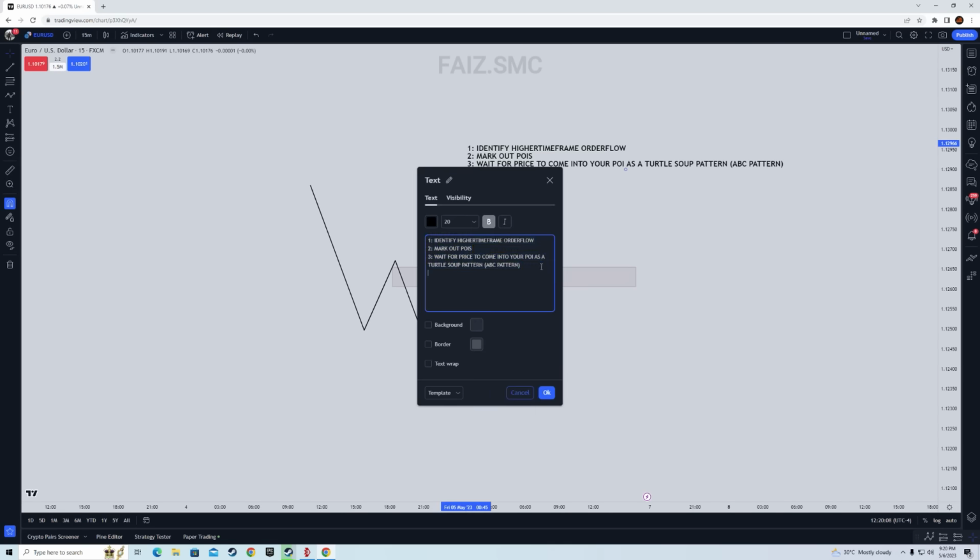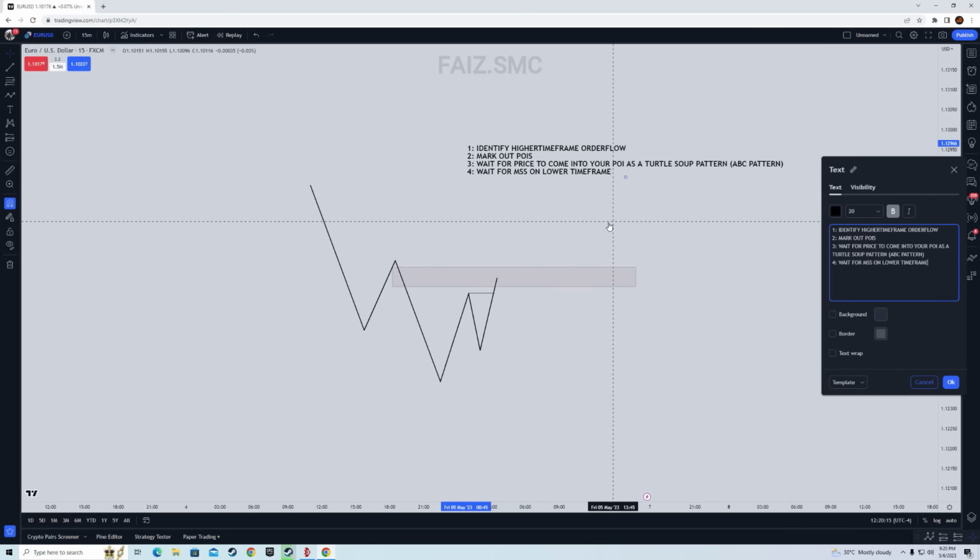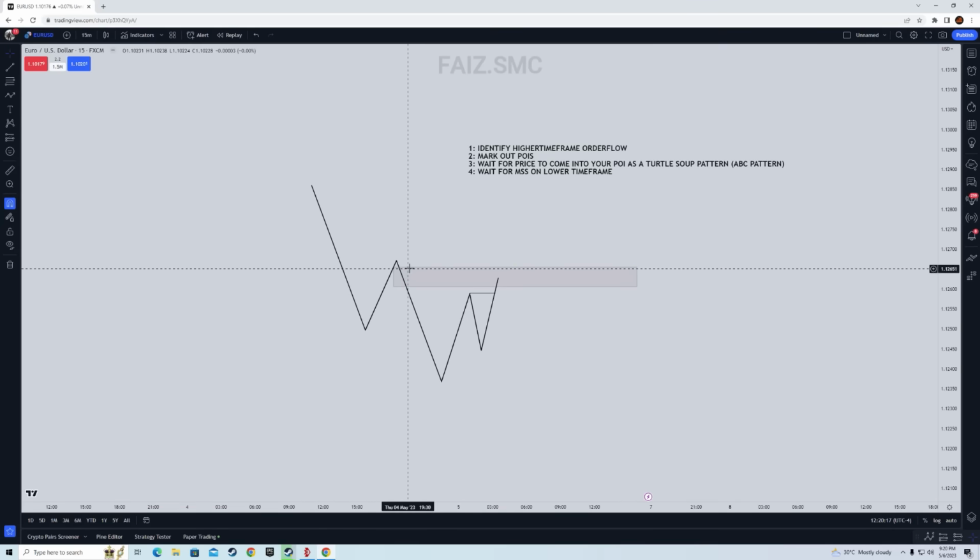Rule number four, wait for market structure shift on lower time frame. So let's say that your POI was on a higher time frame, like 4-hour time frame. Okay, so you're looking at the trend direction. You must look at the trend direction on a higher time frame. Okay, so you must have two time frames for this strategy, a higher time frame and a lower time frame. So my higher time frame is 4-hour time frame.